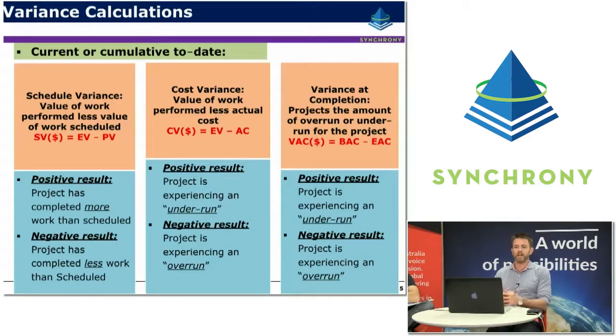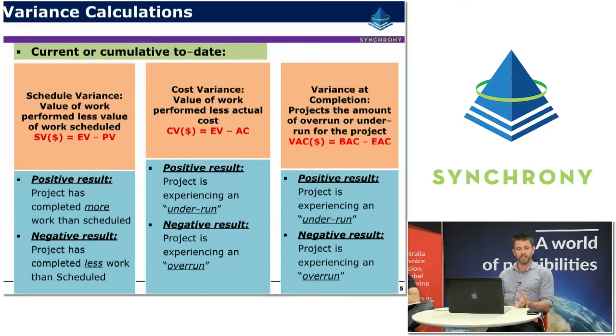So schedule variance is calculated as the value of work performed less the value of work scheduled. So it's very, very simple. Basically, earned value less the planned value. A positive result means you've done more than you were planning to, so the project's going well. A negative result means for some reason you've done less work than you had planned to.